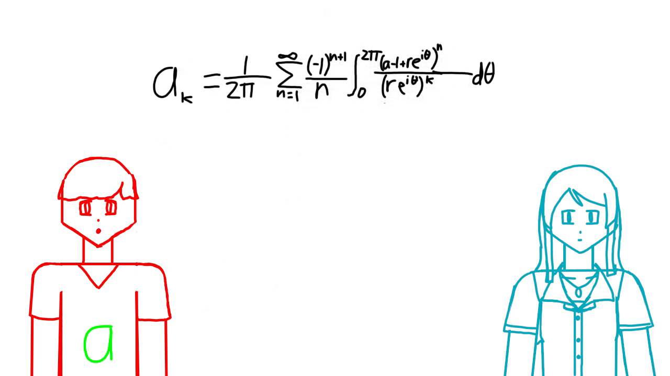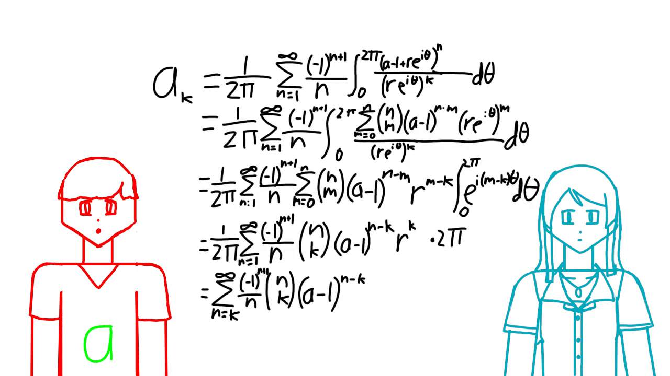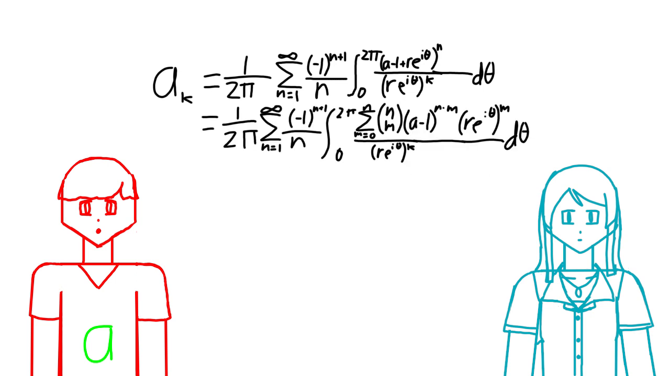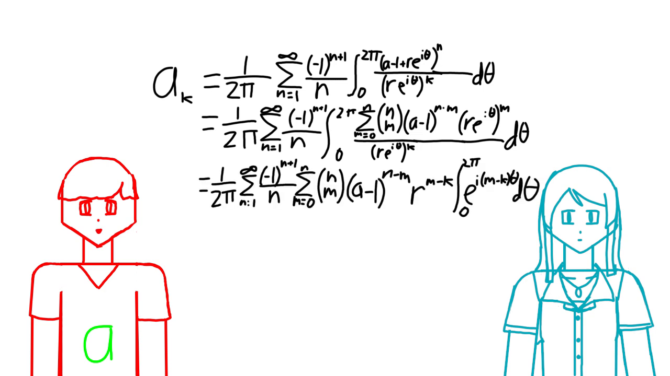I suppose we want to cancel out these r e to the i zetas. I think we can use the binomial expansion on a minus 1 plus r e to the i zeta to get this, which means we can take all this out. And now we have this. And now we're stuck again. I actually don't know how to solve this.